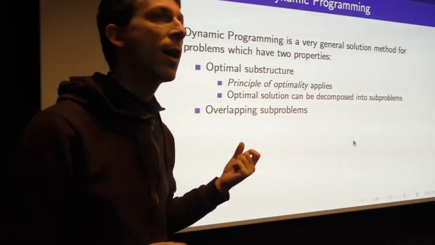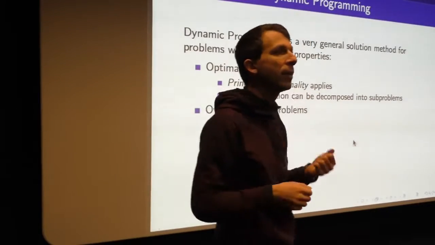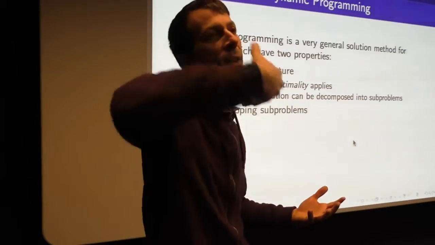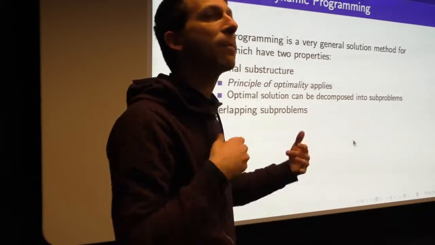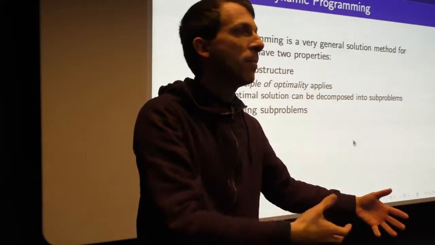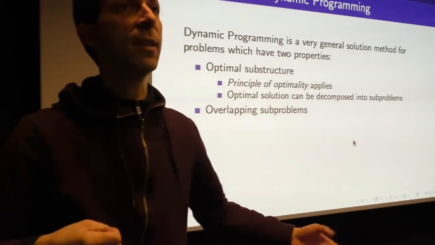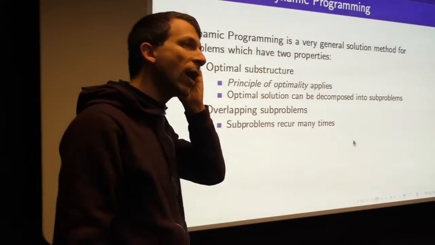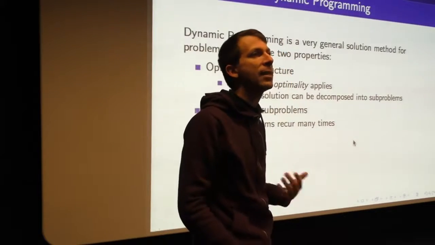The second property we require is called overlapping subproblems. So what does this mean? Well, this means that the subproblems occur again and again and again. Like, we've actually got something to gain by breaking it down into subproblems, that by solving that subproblem, we can actually solve things more efficiently than we could have by just attacking the overall problem directly. And basically all we require is that the subproblems recur many times.